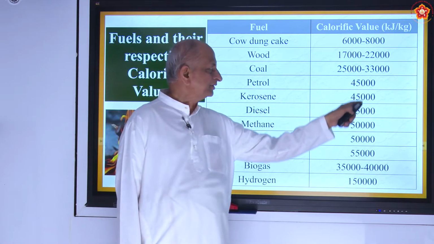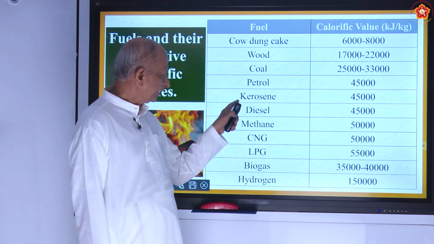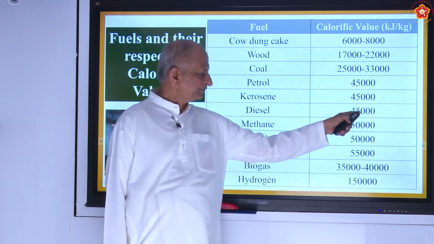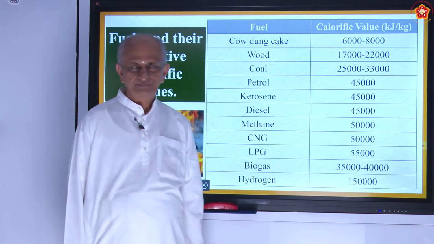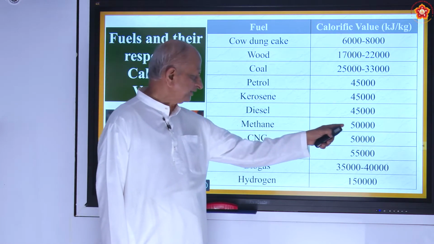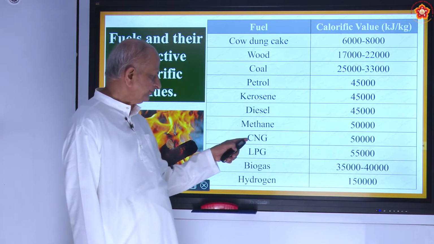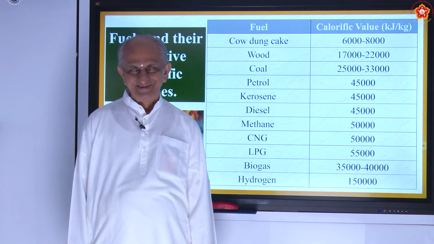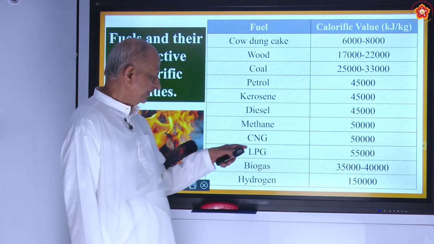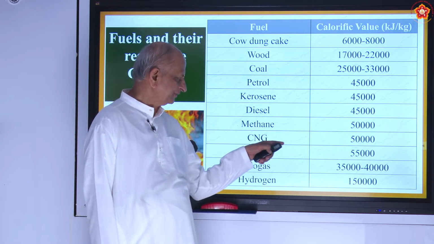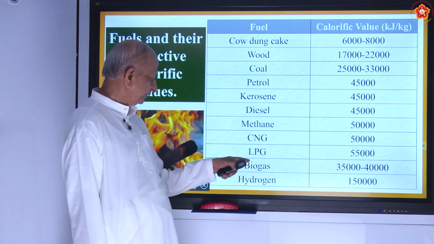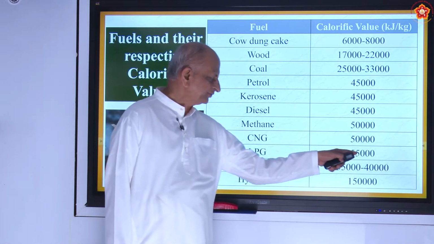Petrol 45,000 kilojoules per kg. Kerosene 45,000 kilojoules per kg. Diesel 45,000 kilojoules per kg. All the three have the same calorific value. Then you have methane, 50,000 kilojoules per kg. CNG, what is CNG? Anybody? Compressed natural gas, which they use especially in cities like Delhi. 50,000 kilojoules per kg. LPG 55,000 kilojoules per kg.